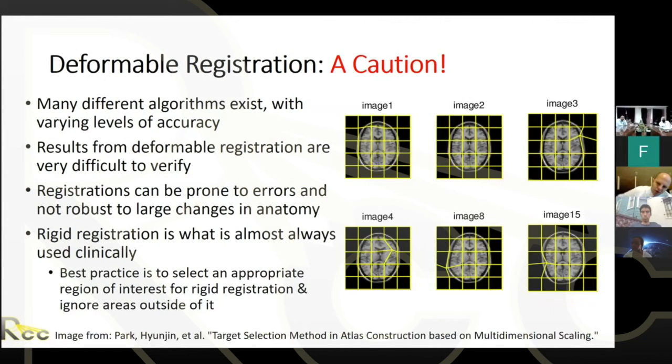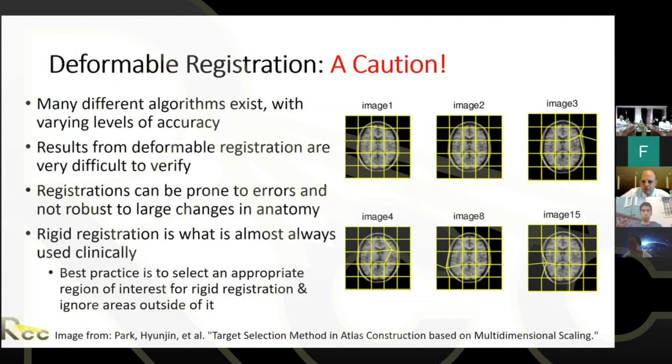For instance, if you're going from arms up to arms down, that's a huge deformation, and getting a good result can be very tedious. And often it's just better not to register the images at all and just consult them independently if you need information from a different set. Rigid registration is what is almost always used clinically. Best practice is to select an appropriate region of interest for rigid registration and ignore the areas outside of that if they don't match.